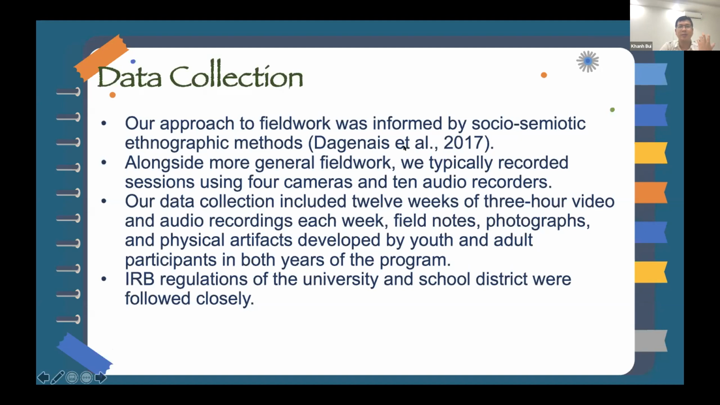So we use 4 cameras in the classroom to capture the images, and we have 10 audio recorders, one for each table, to capture the student discussion as well. Our data collection includes 12 weeks of 3-hour video and audio recording each week. We also have field notes, photographs, and physical artifacts developed by youth and adult participants.